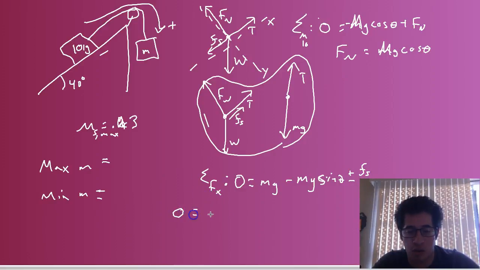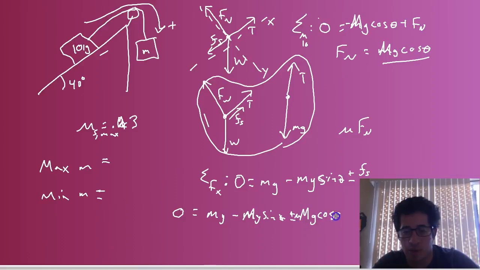So say 0 equals mg minus mg sine theta, plus or minus static friction. Static friction is mu times the normal force. Normal force is mg cos theta. This would be the big M, right? So this would be plus or minus mu times mg cos theta. Okay, and then from here we can solve. We can try solving when this is positive, and again when this is negative, to solve for this m.